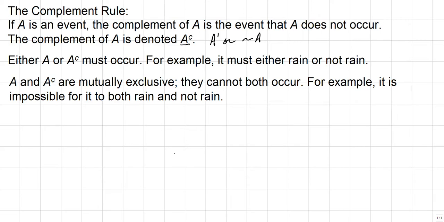Couple of things that we need to get out of the way and define also is, first, either A or A complement must occur. For example, it must either rain or not rain. The second thing, A and A complement are mutually exclusive. They cannot both occur. For example, it is impossible for it to both rain and not rain. Now, there's a few things that we need to define in order to make this a little clearer.